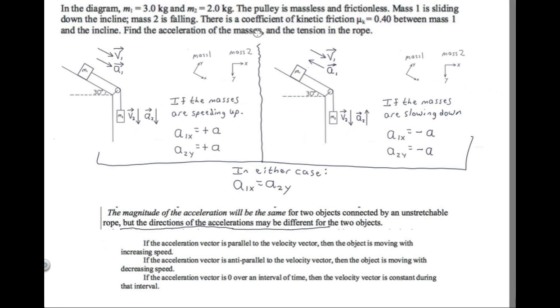On this problem, the objects are not necessarily starting from rest, and therefore it was theoretically possible that they could be slowing down. So on this problem, the best way to be technically accurate was to make this substitution, a1x equals a2y.